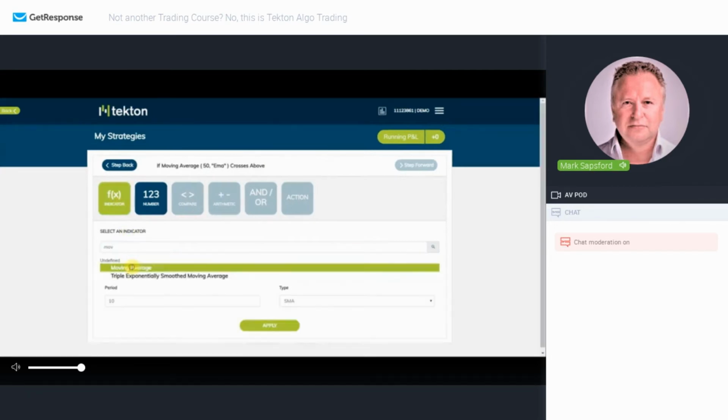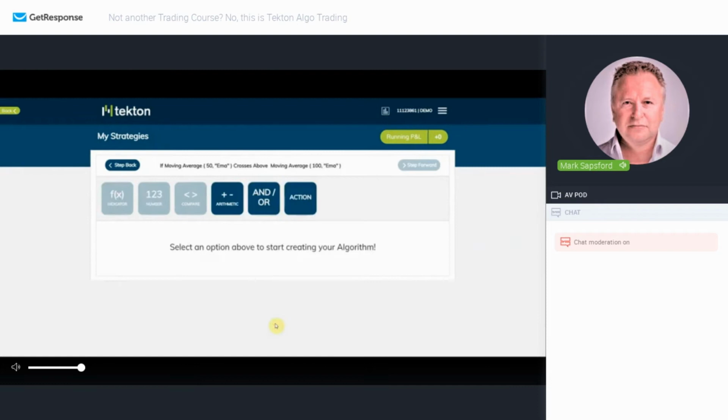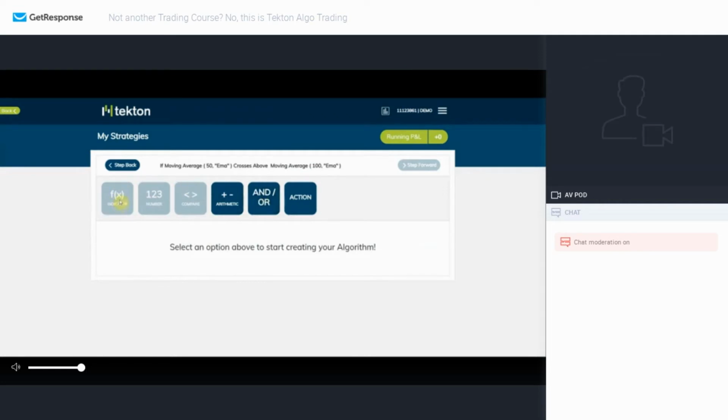So we put the 100 moving average in, exactly the same process as before. Apply. Now we have two options. We can either create the buy and sell, or if we wanted to add a stochastic here, we could click here and click AND. Now if we clicked AND here, and I won't actually do it, up will come the ability to add another indicator here.